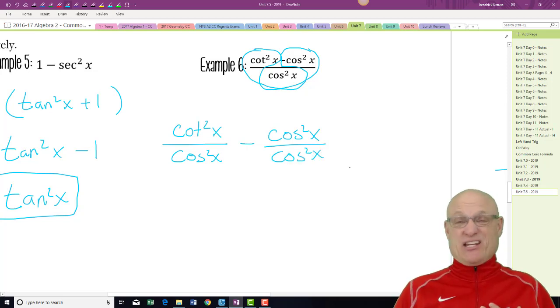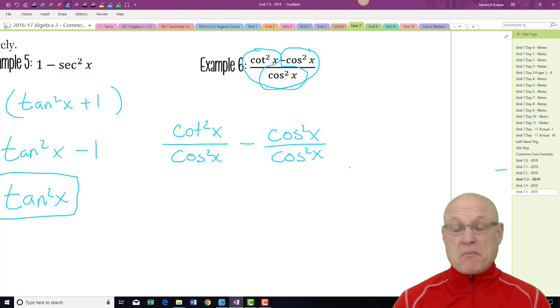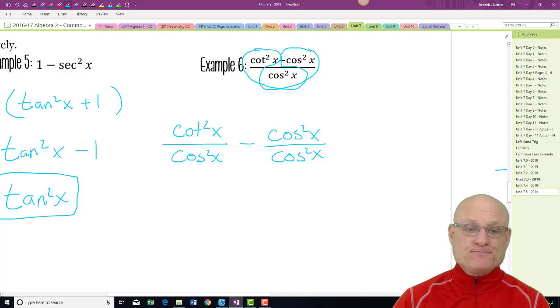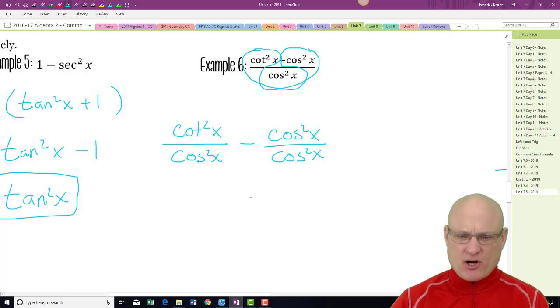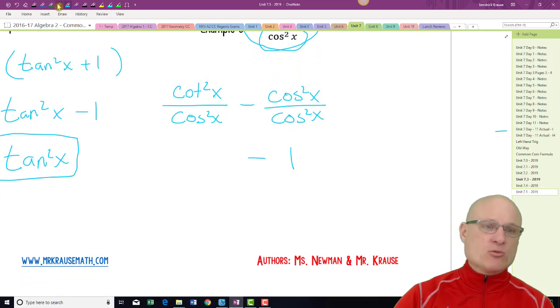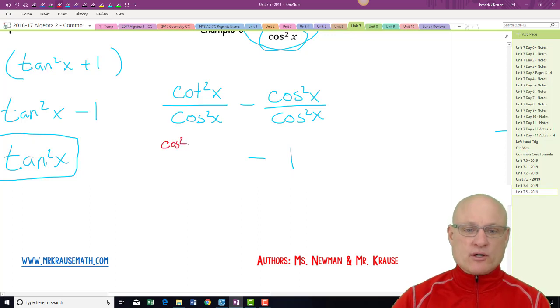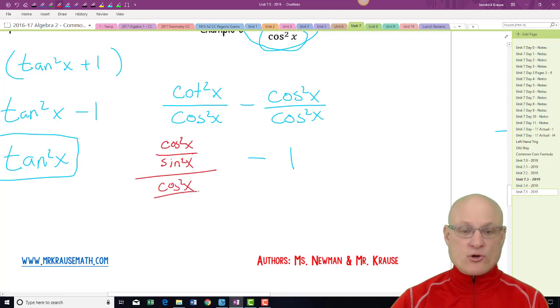Now, I'm not saying this is the best way to do this. As a matter of fact, I'm probably going to erase this and do it a different way. I don't know. Maybe I will. Maybe I won't. Let's see. So this part's easy. It's just 1. But this part's a little bit tricky. It's a wee bit tricky. So what we're going to do is turn cotangent squared x into cosine squared x over sine squared x divided by cosine squared x over 1.